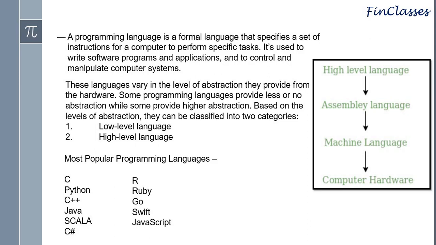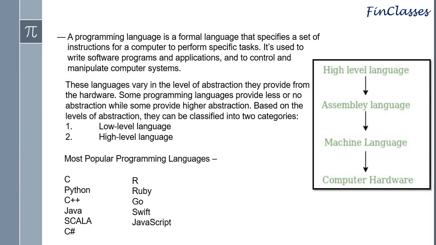Why? Because in the last session we have seen that a system can understand only a low level language and it cannot understand a high level language that we humans usually use. We'll try to understand what is a programming language. It is used to write software programs and applications and control and manipulate computer systems.